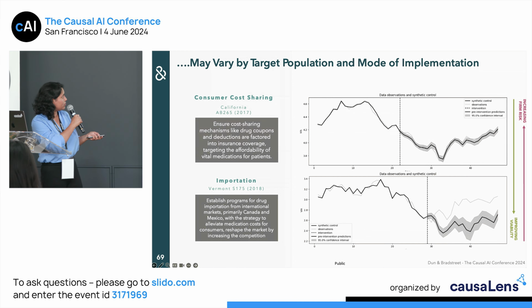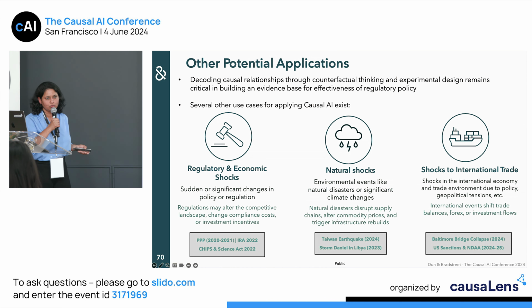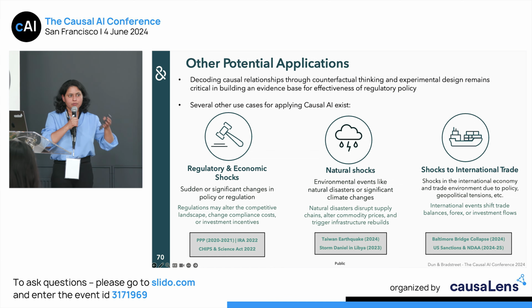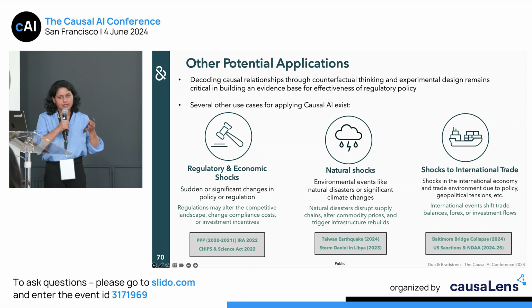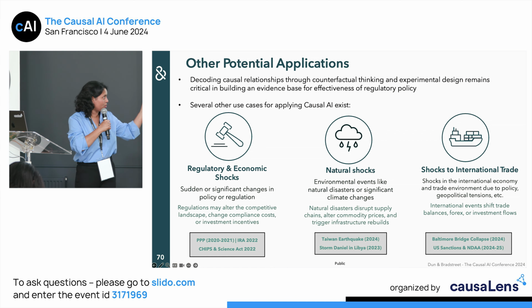So we have clients within the public sector, all sorts of agencies. We have a plan to apply this kind of methodology within regulatory shocks just like this, and natural shocks, when the intervention is not a regulation but a natural disaster like a hurricane or wildfire that disrupts businesses, and shocks to international trade, of course, like a sanction that was put in, or the Baltimore Bridge breaking.